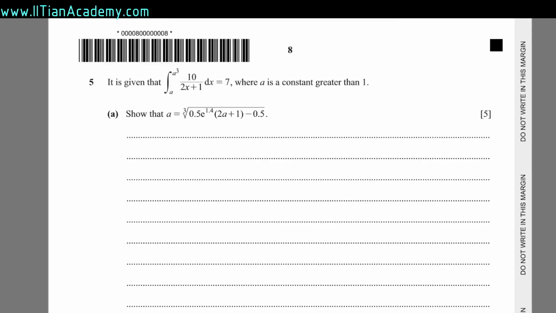So in question 5, we're given this integral where a is a constant greater than 1. We need to show that a is equal to this square root expression. So what we need to do here is evaluate this integral, from a to a cubed of 10 over 2x plus 1.